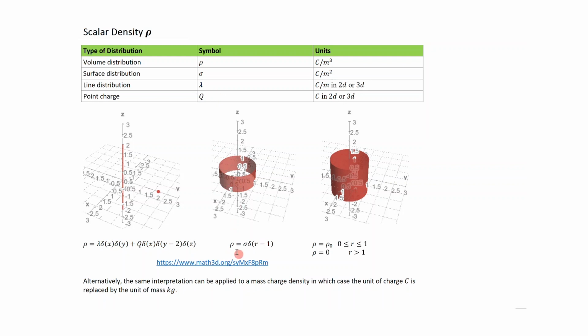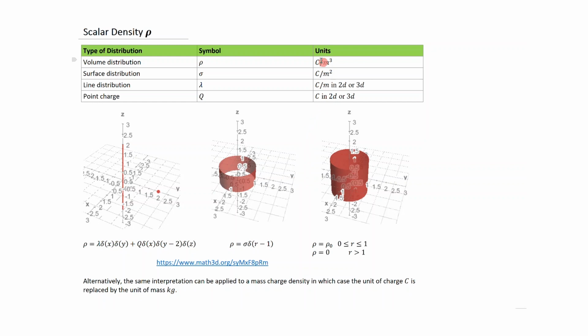So in this case, rho would be equal to sigma delta(r − 1), because it's a surface charge density. And this would be in cylindrical coordinates. If we're dealing with a volumetric charge density, and again, this would go to infinity, let's say it's a uniform charge density, rho naught, within the radius 0 ≤ r ≤ 1, and 0 outside of that region, then we would basically describe the charge density in this fashion here.